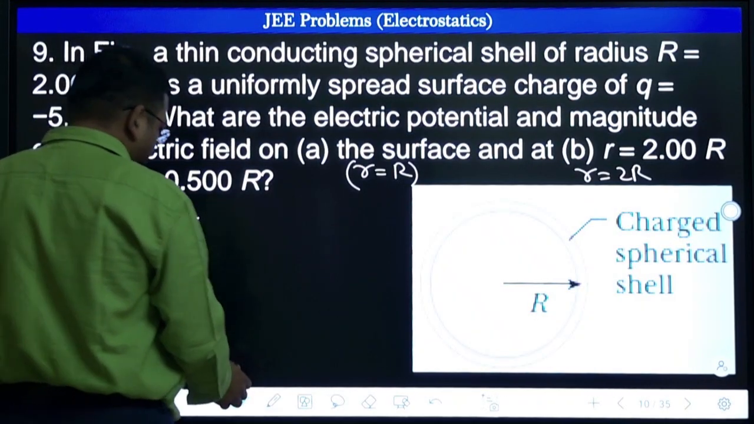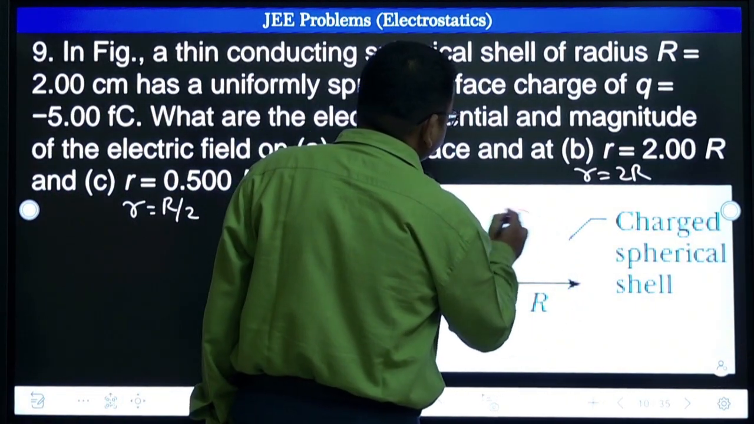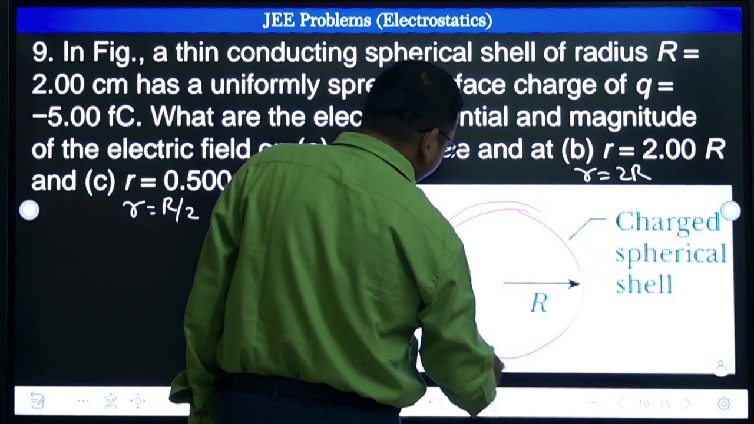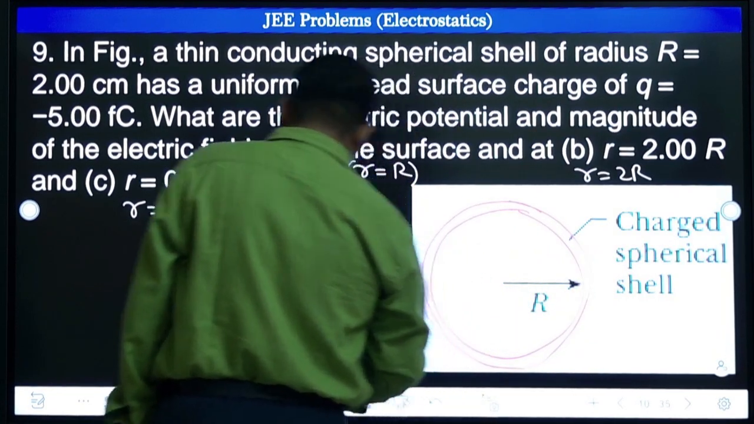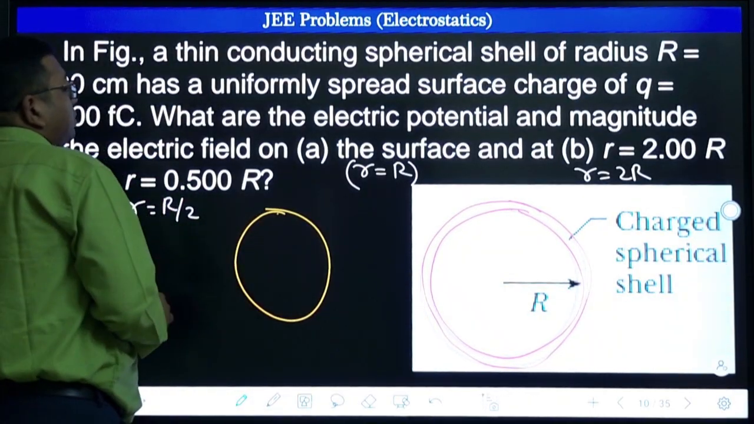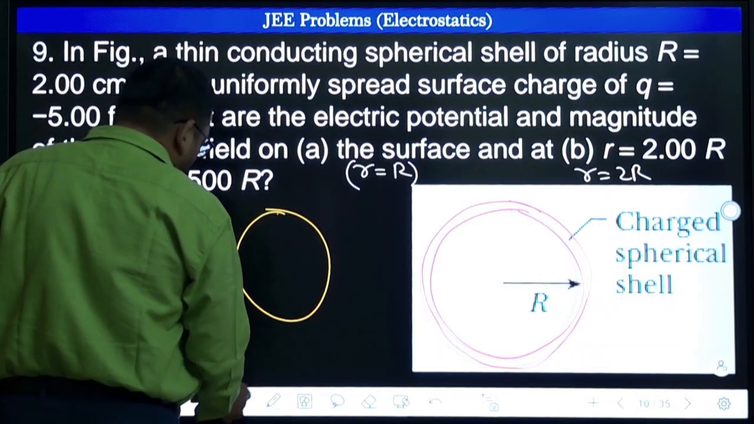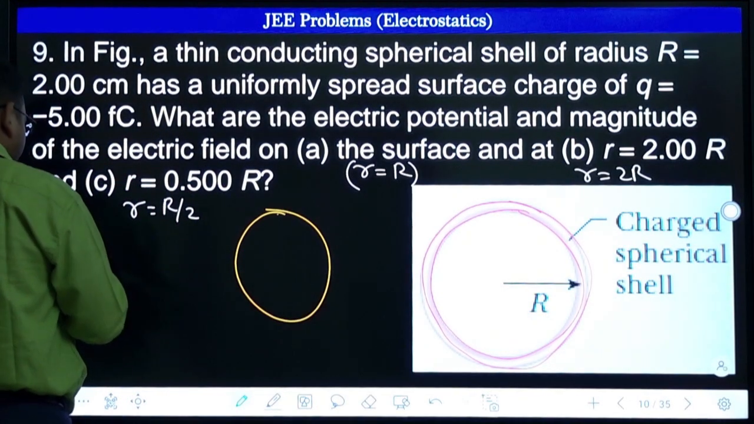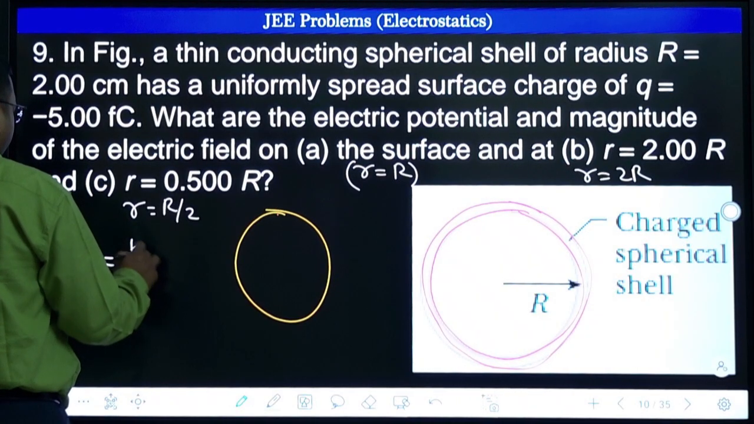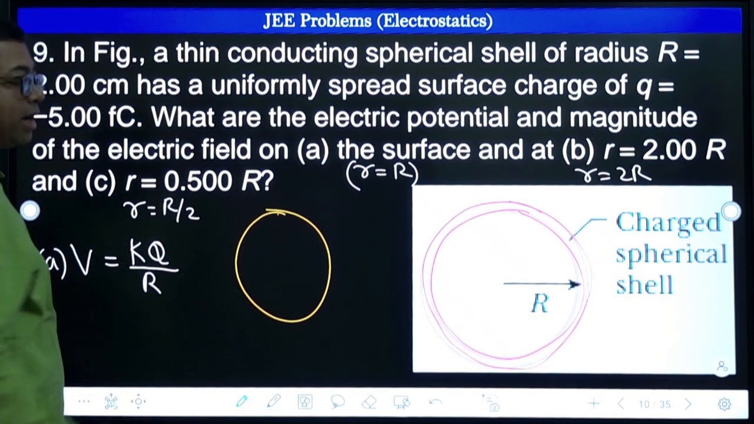So let us consider this cell. It has some charge already. Some thickness is shown, but it is of negligible thickness. So how to solve it? The charge is there, the radius is there, and we want to calculate at this surface. You know the direct formula: the potential at this surface is kq, whatever the charge, divided by that radius. Simply substitute the values and you can calculate.